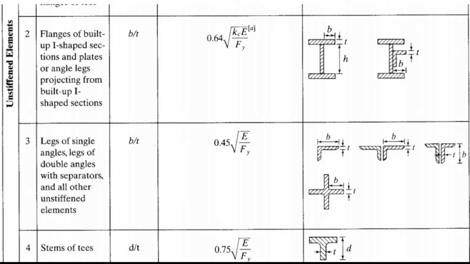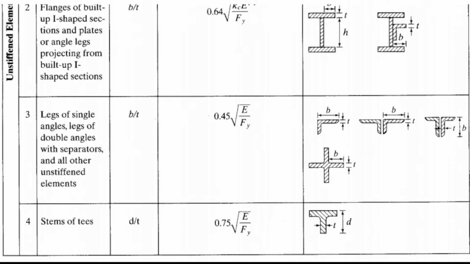Now, number 4, we have D over T. So, what is D? The depth. This is the stem of the T. So D over T, what is the limiting value? 0.75 square root of E over Fy.